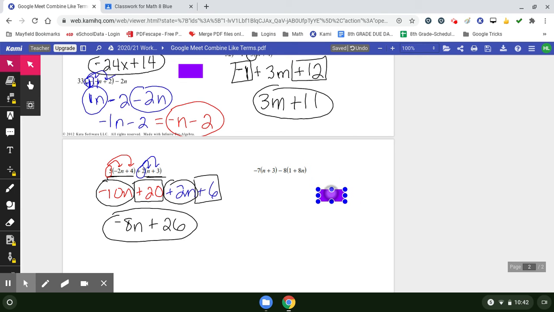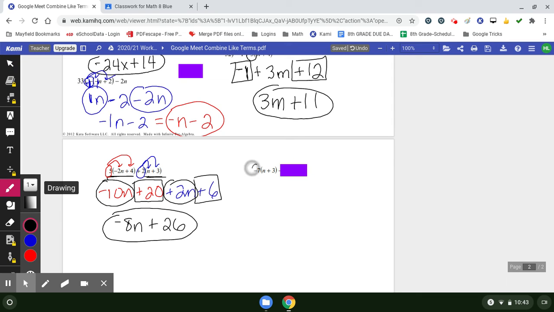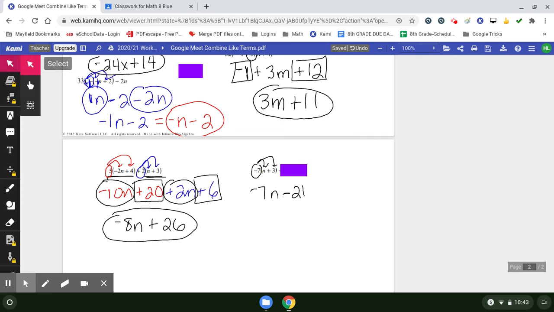Let's look at the second one here, and then I'll move down so you can see the last two. I can see I have two distributive properties, one there and one there. So I'm going to cover up the second half. Start by distributing the -7. -7 times n is -7n. -7 times 3 is -21. I could also bring down the plus and put plus -21, but I know that plus and negative and minus are the same, so I was skipping that step.